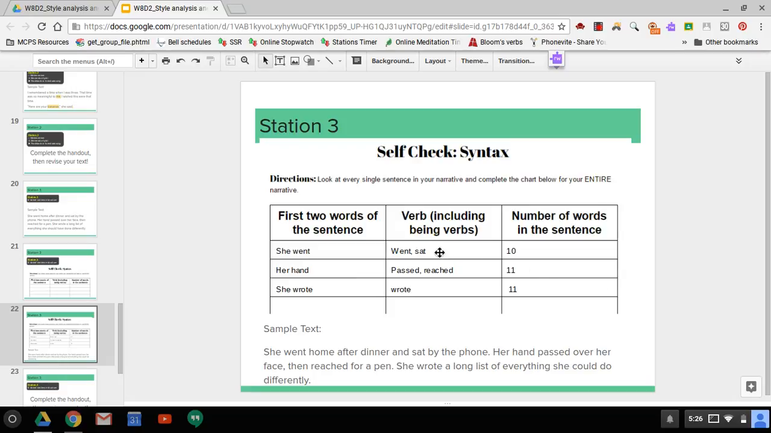I also notice here that I've used a lot of different verbs. That's really great, actually, and I should leave those alone if I can, because it's great to have so many different verbs. But if I look over in this column, I notice a lot of my sentences have the same number of words in them, 10, 11, 11. That's going to get really boring for a reader if I have sentences that are all the same length. So I want to make some of my sentences shorter, and maybe I want to make some of my sentences longer to add a little more variety.